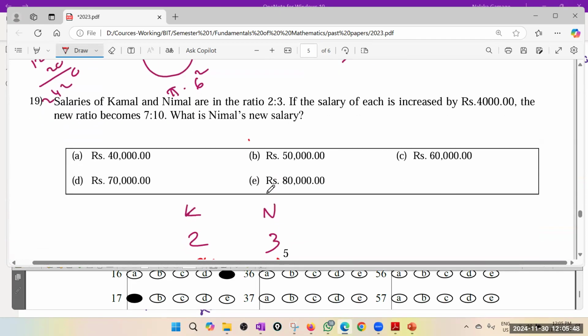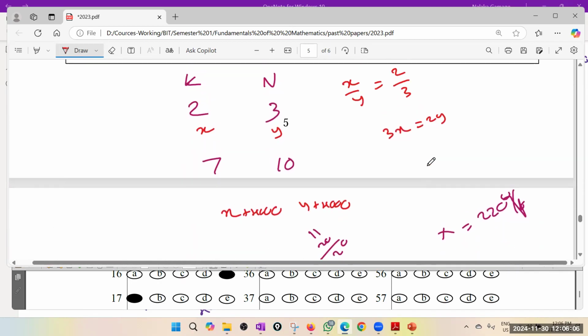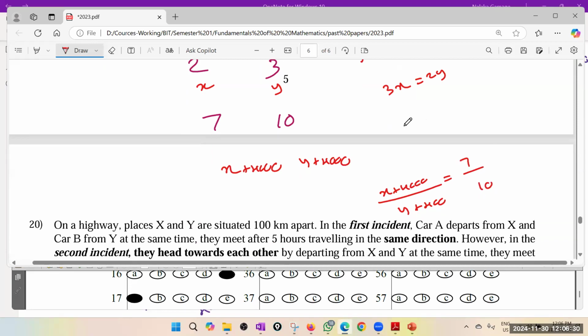Maybe we can take two simultaneous equations now. X divided by Y equals 2 divided by 3, so we get 3x equal to 2y. I don't know whether there's an easier way, but this is what comes to my mind. The second one: x plus 4,000 divided by y plus 4,000 equals 7 divided by 10. So then I get two simultaneous equations.